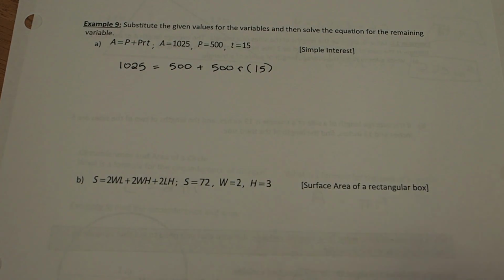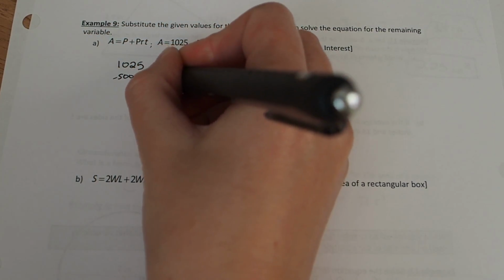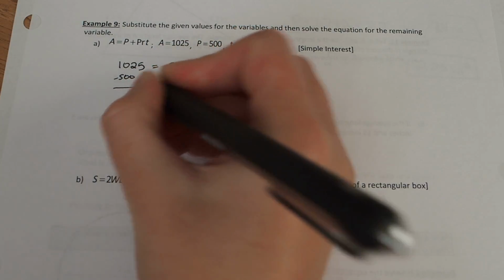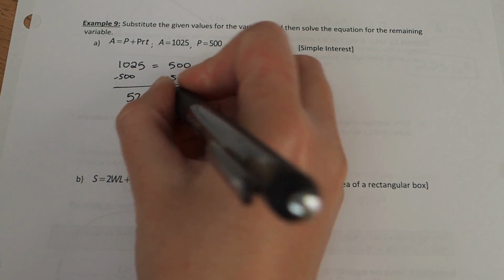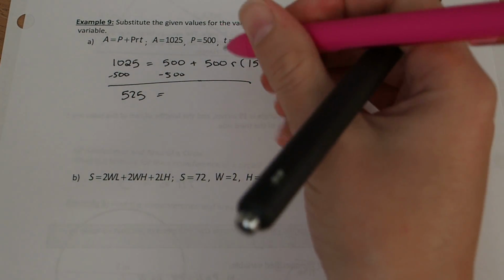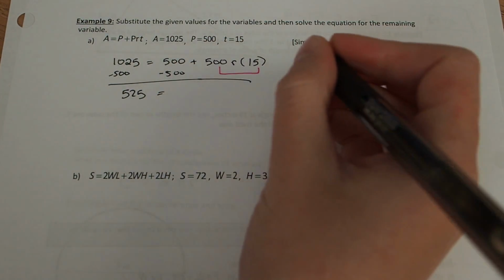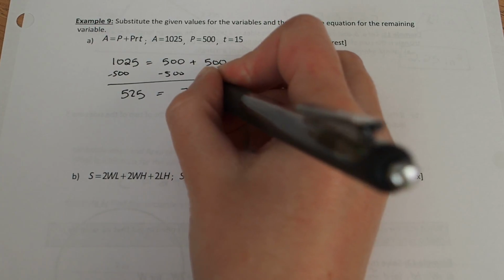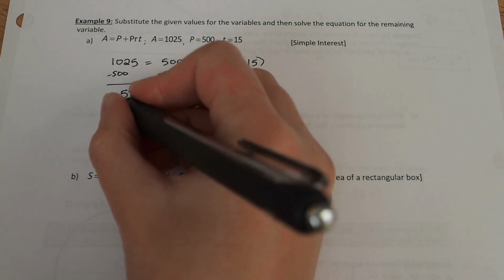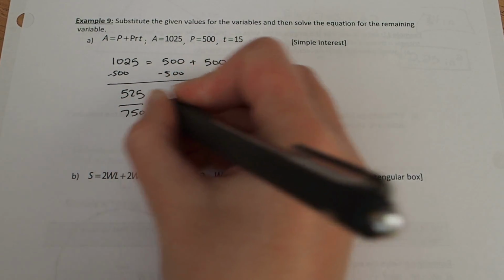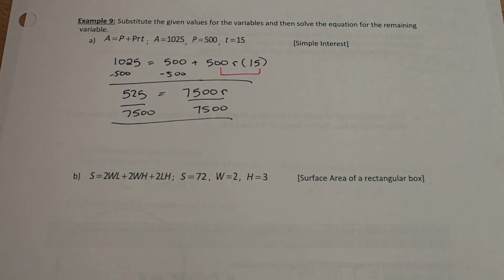The first thing I might do is subtract the 500 from both sides. 1025 minus 500 is going to be 525 equals, and on the other side, while I'm simplifying, let's just go ahead and multiply the two coefficients of r. 500 times 15 is 7,500, which gives me 7,500 r. Then divide both sides by 7,500 to get r. I need to use my calculator for that one.